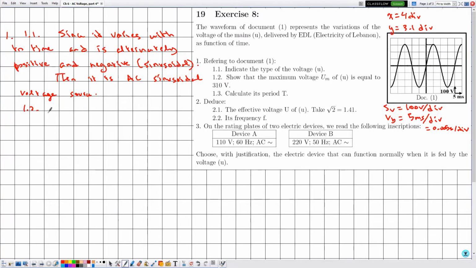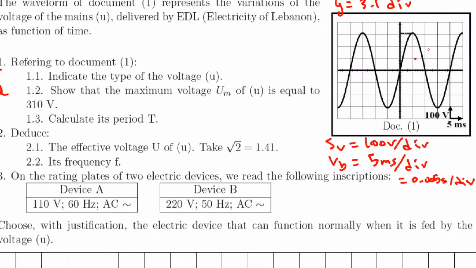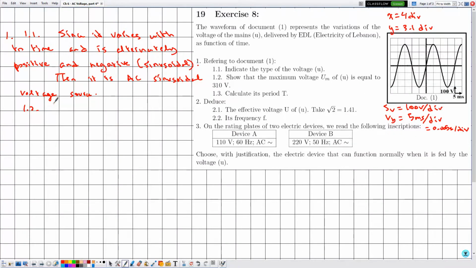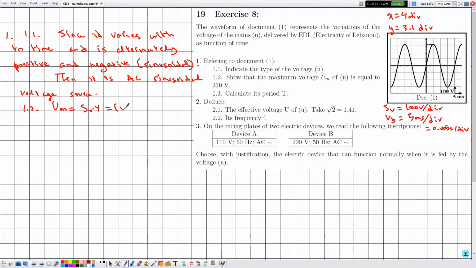Now in 1.2 they are telling me to show that the maximum voltage UM of U is equal to 310 volts. The maximum voltage is determined by SV multiplied by y. The value of SV extracted here is given by 100 in the SI, and the value of y is given by 3.1. Plugging this on the calculator, the value of UM is given by 310 volts. So UM is equal to 310 volts.